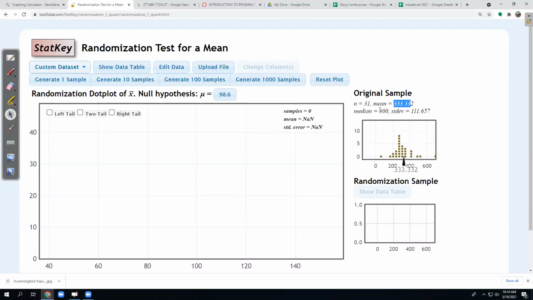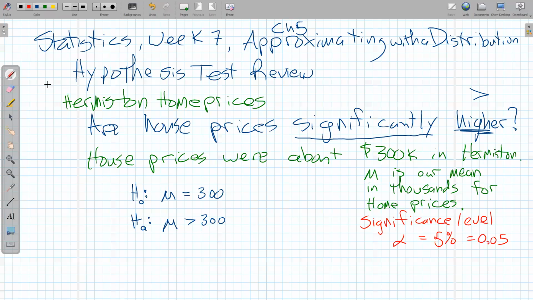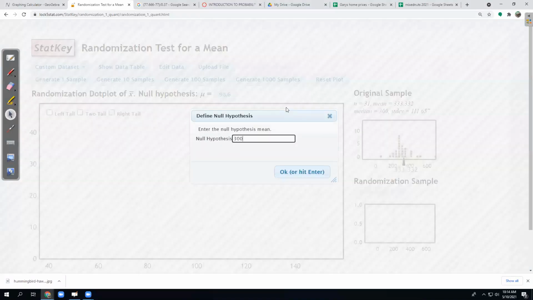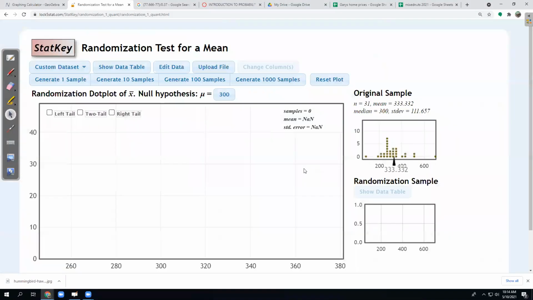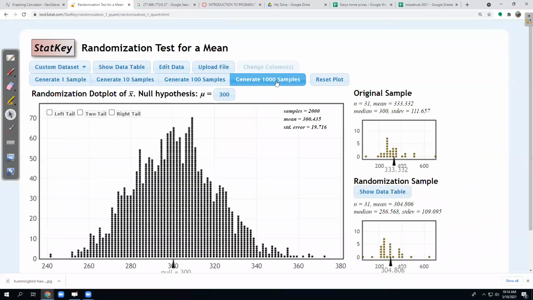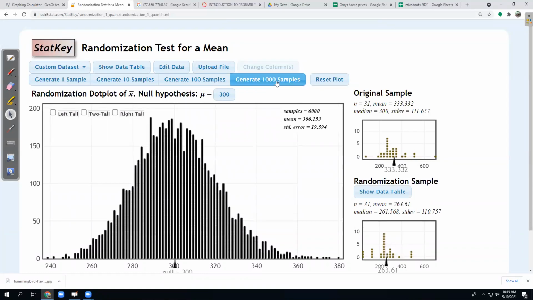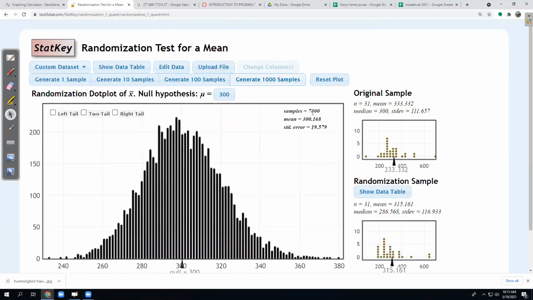Okay, let's see. I got my data. What else do I need to do in Stackkey to do a hypothesis test? I need to set the right null hypothesis. What's my null hypothesis? That the mean is 300,000. So change that to 300. Okay, all right. So sample data, null hypothesis. I'm ready to start generating thousands of samples. And we went over this procedure a bunch of times last week. So let's see, 7,000 samples.